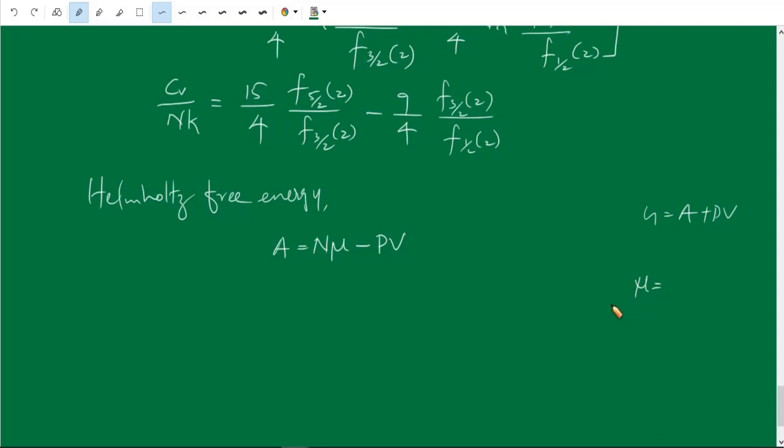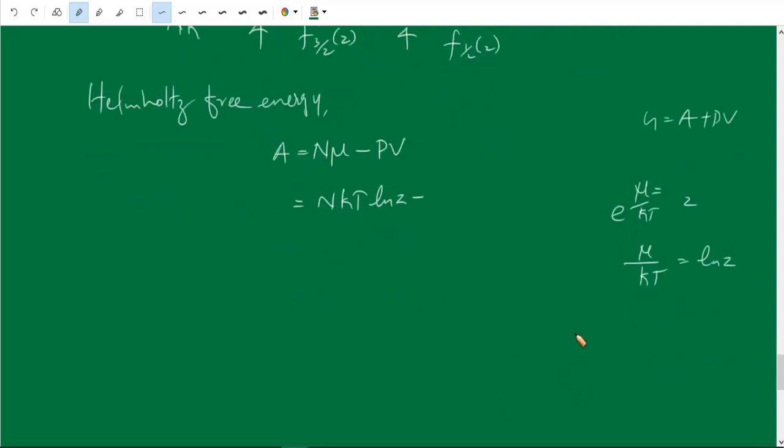e raised to mu by kT is equal to z. Therefore, mu divided by kT is equal to log z. So therefore, we can write N times mu, mu is kT log z, minus PV is equal to PV by kT. We have PV divided by kT.